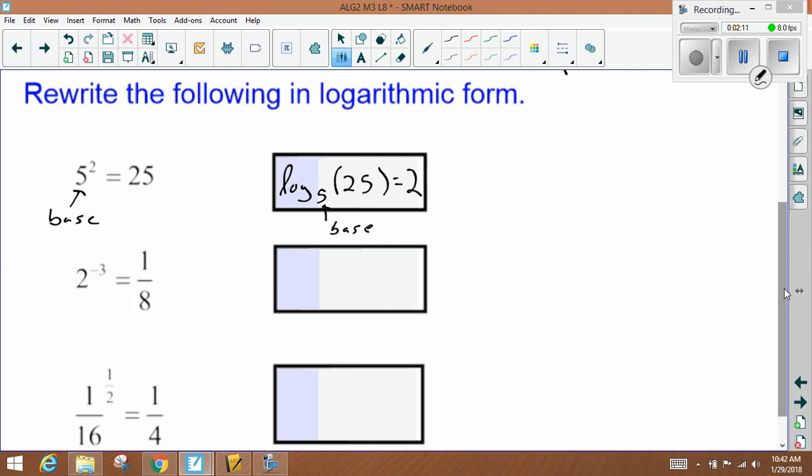How are we going to write this one? This is log base 2 of 1/8 equals -3. It says that 2 to the -3rd power is 1/8, right? That makes sense, right? Because 2 to the -3rd power, we recall, is equal to 1 over 2 to the +3rd power, which is 1/8. It totally makes sense.